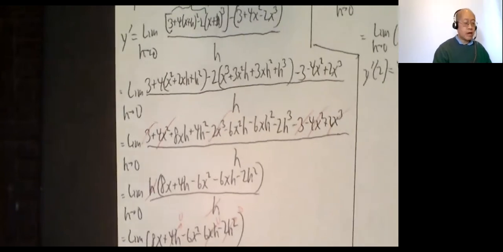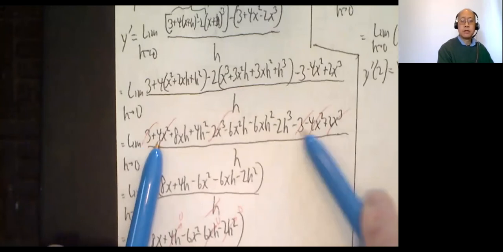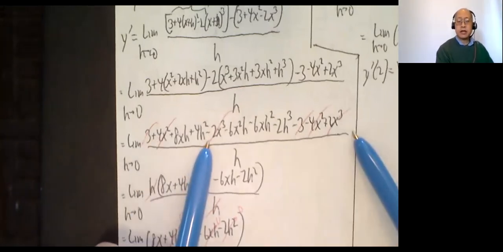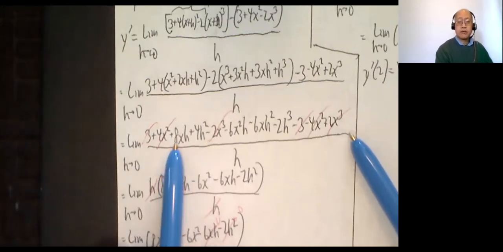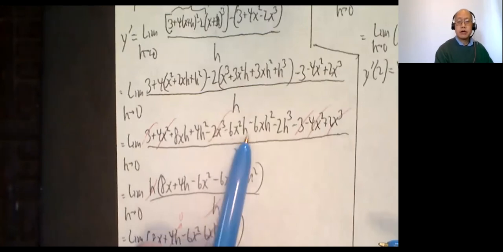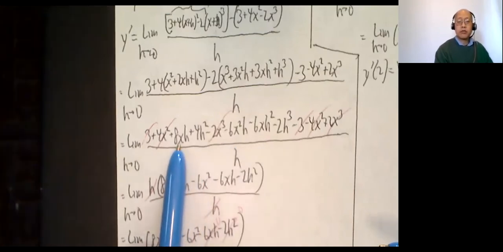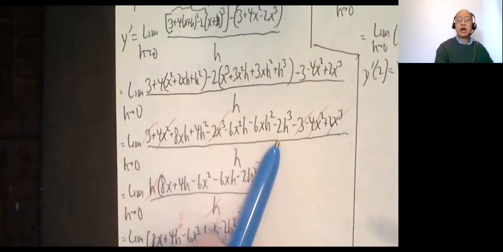Now cancel stuff out. 3's cancel. 4x squared cancels. Negative 2x cubed cancels. I still have a lot of stuff. 1, 2, 3, 4, 5 terms. What do you notice about the 1, 2, 3, 4, 5 terms? They all have a common factor of h.